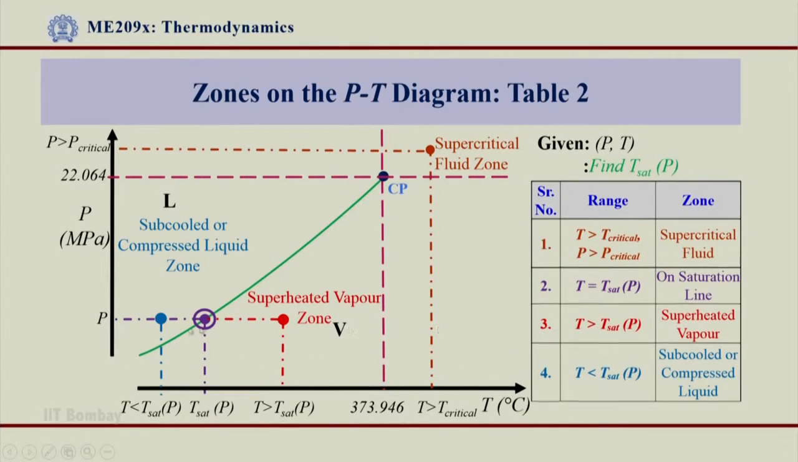If this temperature is more than T sat P here, then you are in superheated vapor zone. If this T happens to be less than T sat P, then you are in subcooled or compressed liquid zone, as simple as that. So, table 1 and table 2 could be referred to in this way. What is important to understand, just identify the zone and write in which zone this particular condition lies.